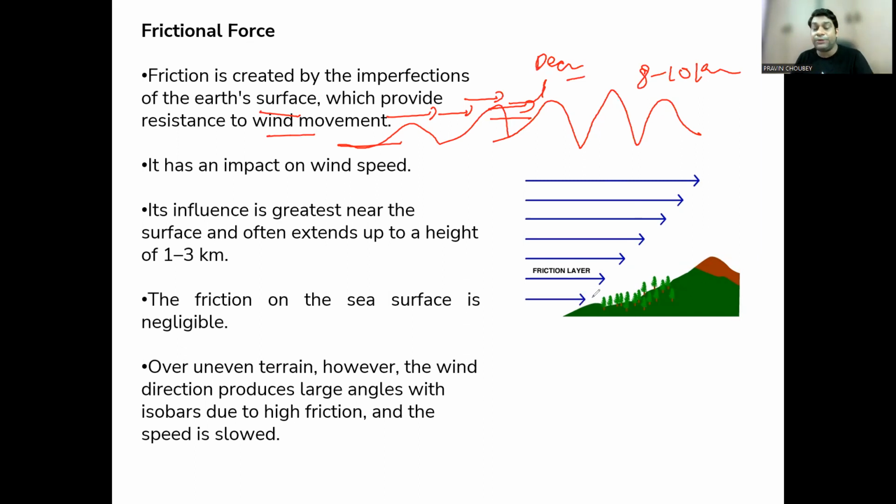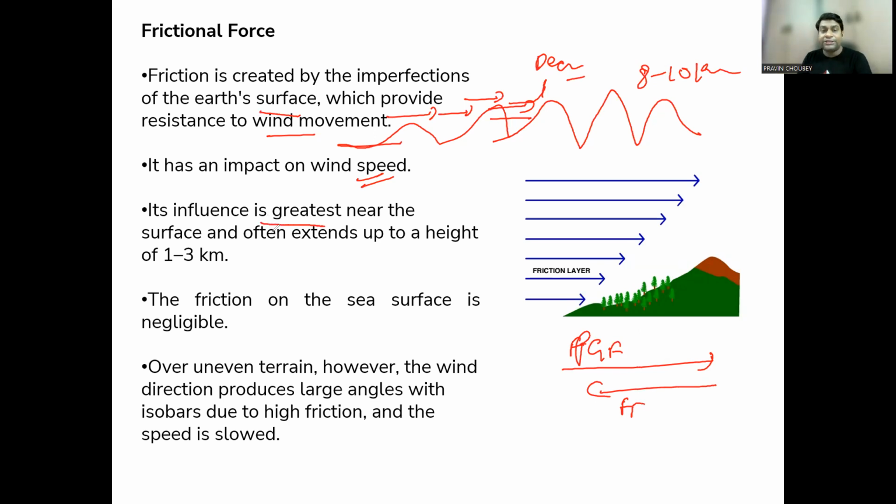It will decrease the speed of the wind. It will change the direction of the wind also. Okay, and one thing always remember, this frictional force is always acting opposite to the pressure gradient force. So it has an impact on wind speed also.